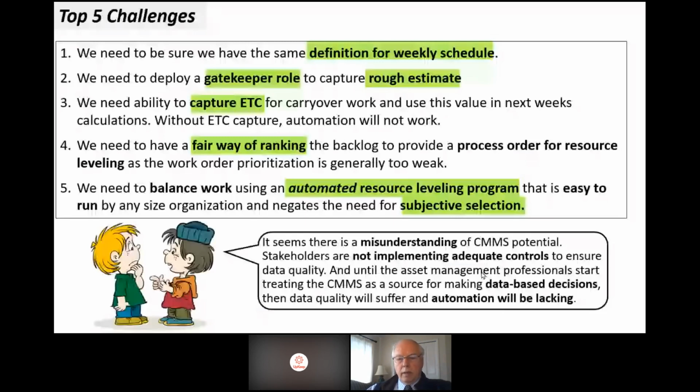And lastly, the asset management professionals, reliability people and whomever else, should be treating the CMMS as a source for making database decisions. But if they aren't doing that, the data quality will suffer and automation capabilities will be lacking.